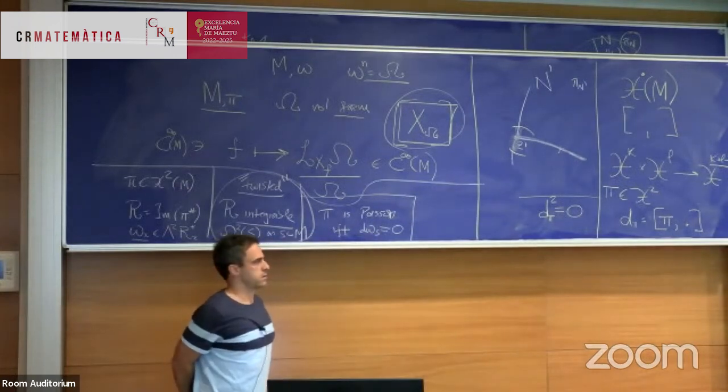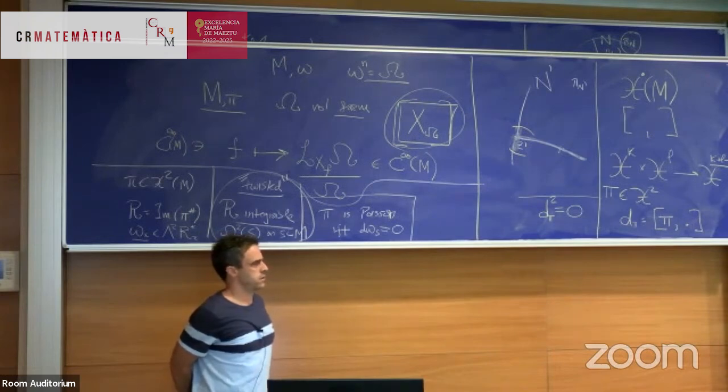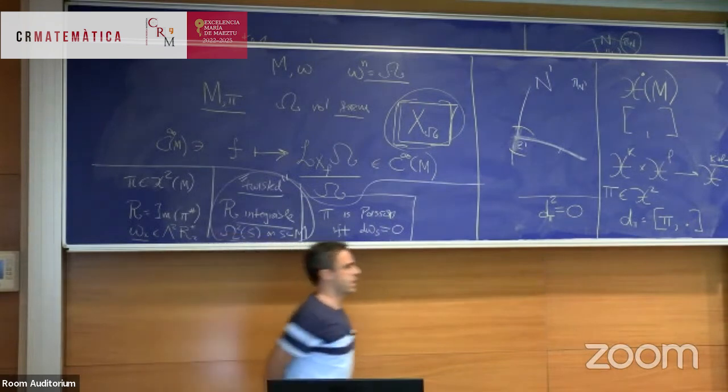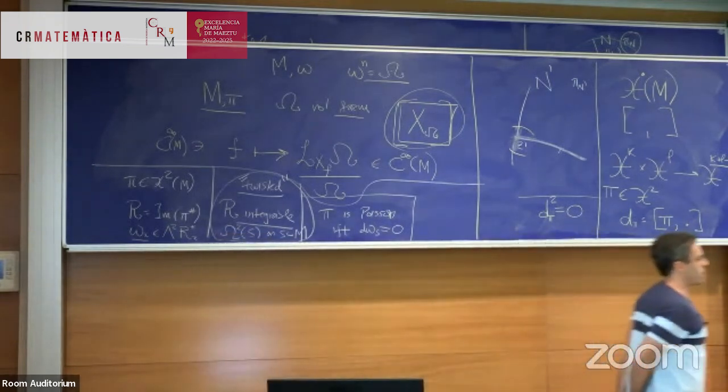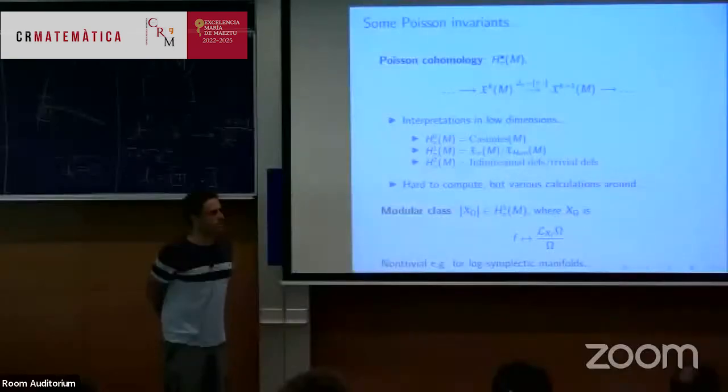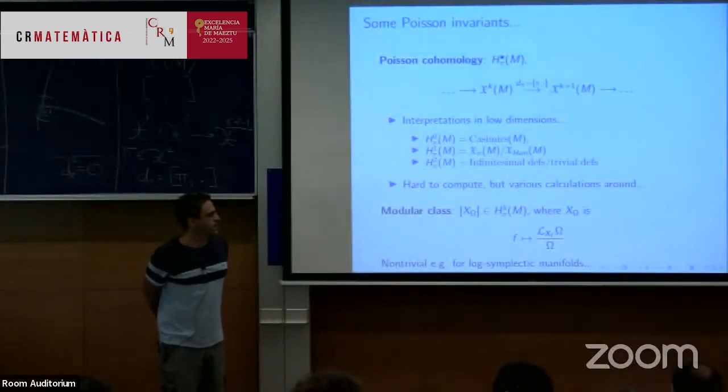Maybe I have a quick question. Probably it's in the problem set: the relation between the modular class and the modular character for Lie algebras. It's not in the problem set, but it could be. That's a good point.